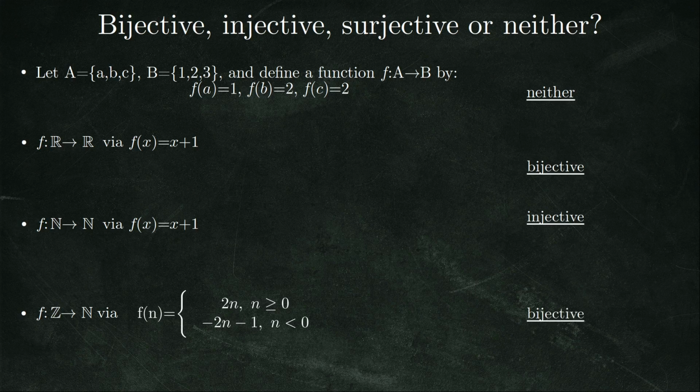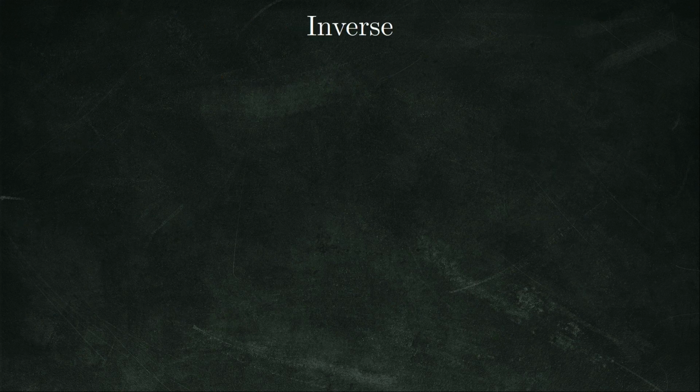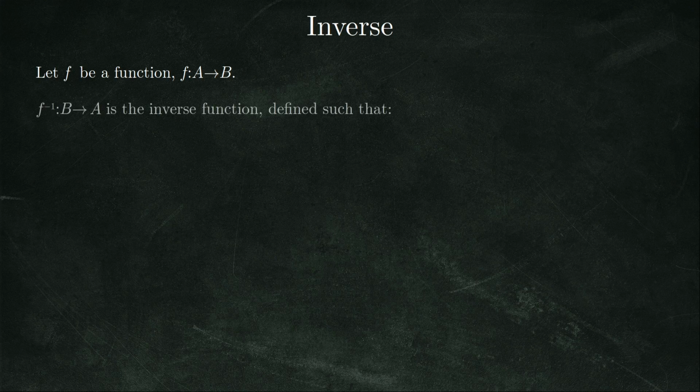But this is once again bijective. So now we've seen functions, let's look at the inverse of a function. So we have a function that maps A to B. Then the inverse maps B to A, and it's defined such that if we take the inverse and then apply the function again, we get back to where we start.